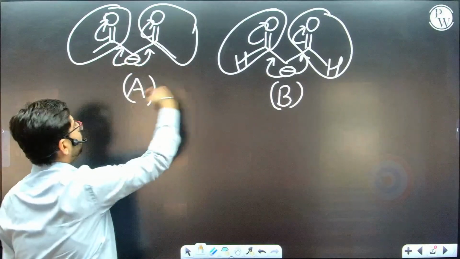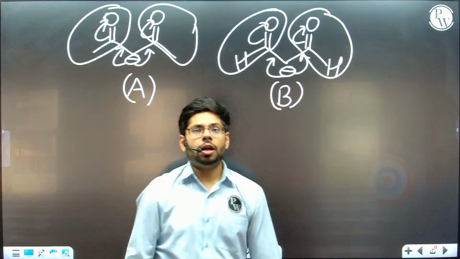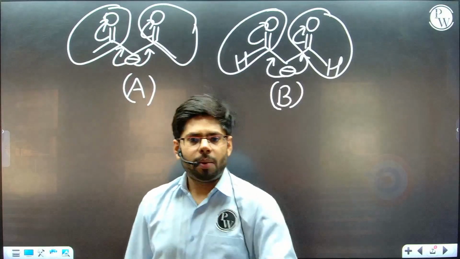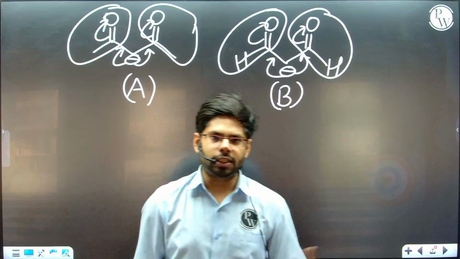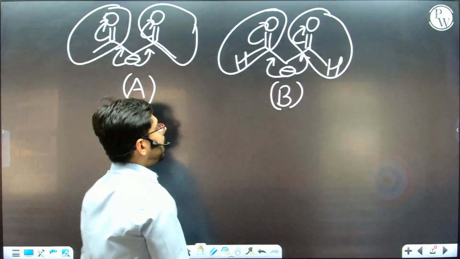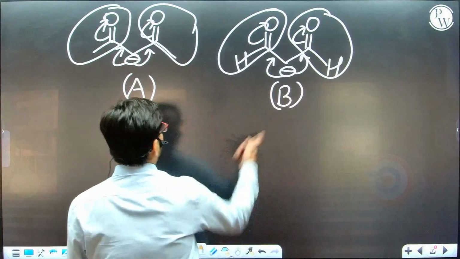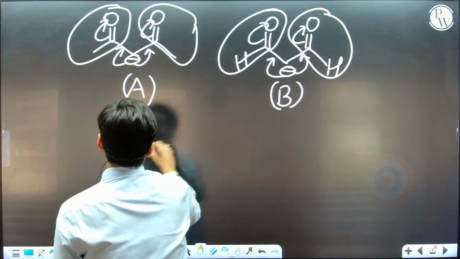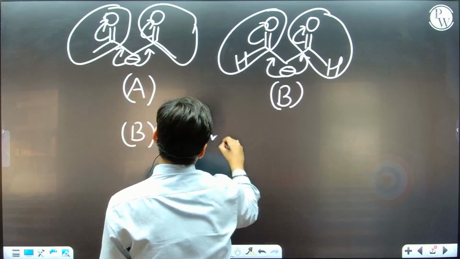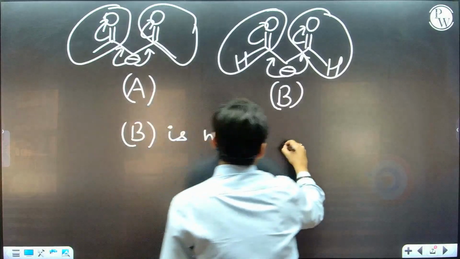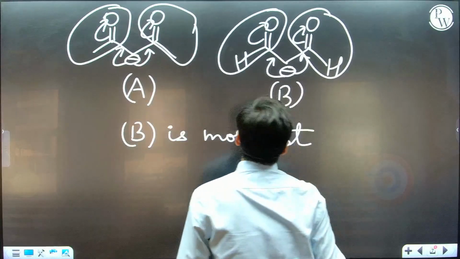So which is more stable, A or B? We will say that the carbanion where the minus M effect is stronger is going to be more stable. So minus M is stronger in case of B. So I will say B is more stable than A. Now why is that so? Why did I say that in B there is more minus M?